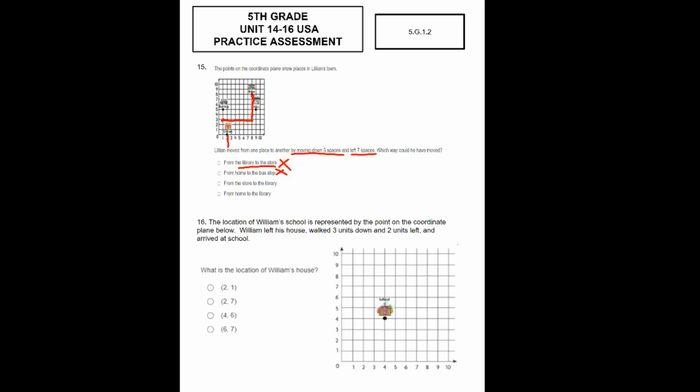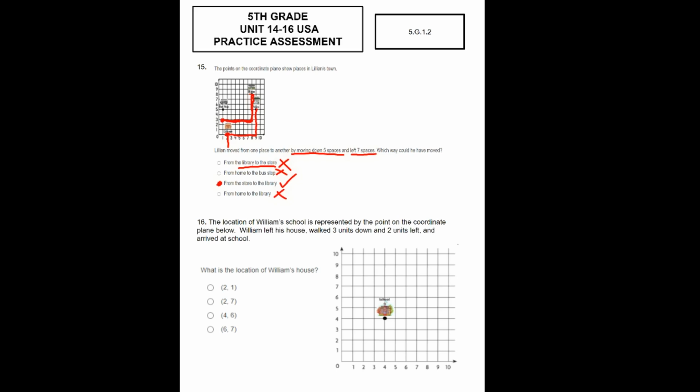Let's try from the store to the library. 1, 2, 3, 4, 5, then 1, 2, 3, 4, 5, 6, 7. That did get me to the library. So let me double check from home to the library just to be sure. If I did this again, 1, 2, 3, 4, 5. Again, that doesn't get us to the library because we just did it. So the only option is this one.